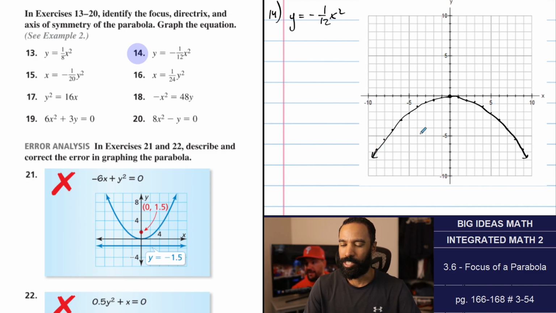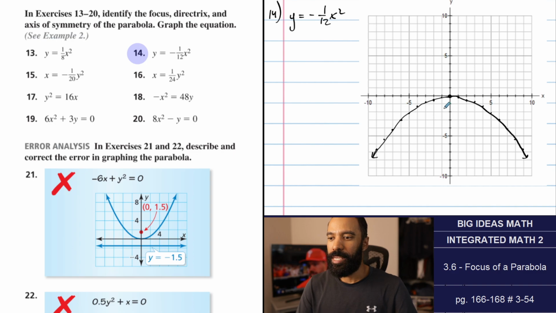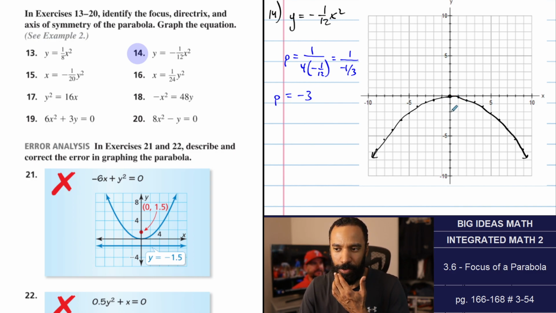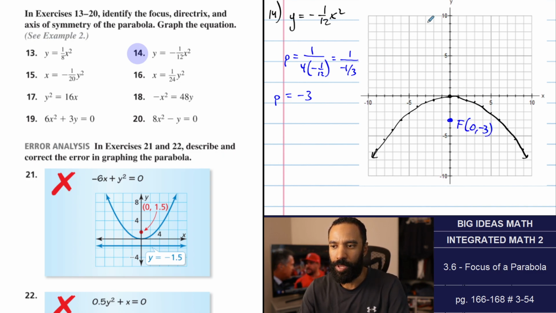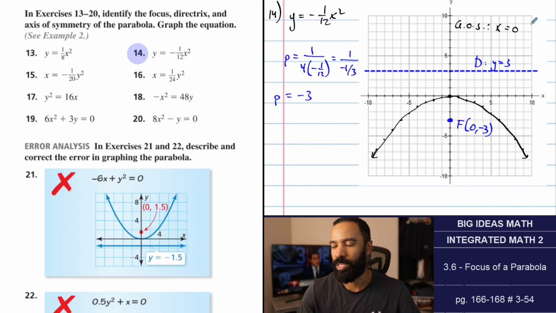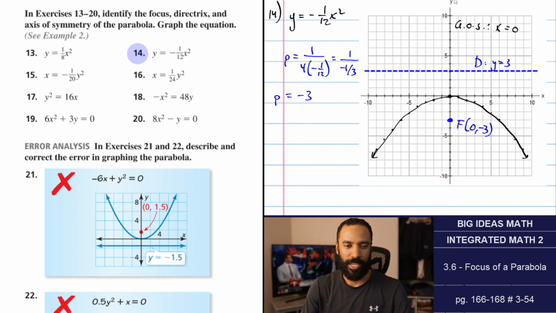That's the one problem about these fraction things, though. The p value is going to be negative. Remember, this is a, so p is 1 over 4a. 4 times negative 1/12 is negative 4/12, or negative 1/3. 1 divided by negative 1/3 is negative 3. So p is negative 3, which means we go 3 units down to get our focus, which is at 0, negative 3. And our directrix will be 3 units up, at y equals positive 3. Now your axis of symmetry, once again, is x equals 0. Those are the sets of values.